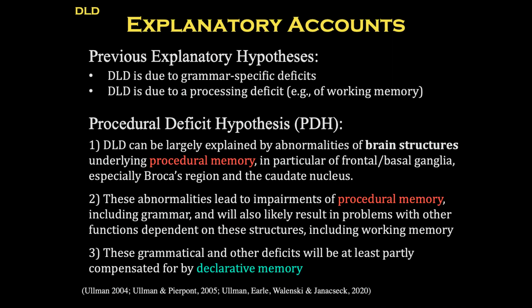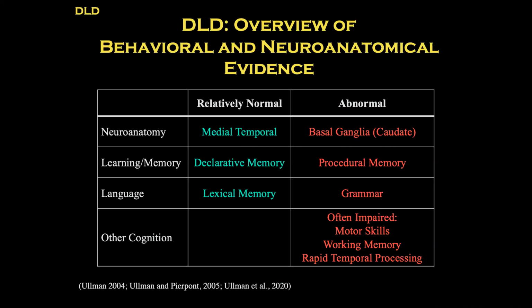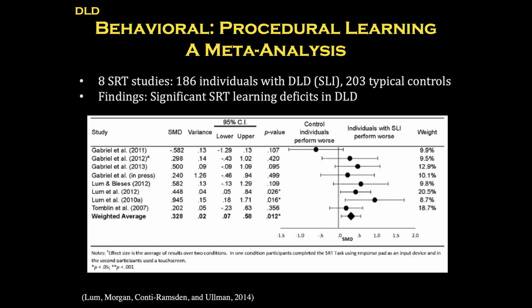This is simply an overview of the evidence. So basically, evidence suggests that declarative memory is spared and procedural memory and its associated functions are impaired. In particular the caudate, we'll see the head of the caudate, procedural memory, grammar, and other associated functions that depend on that circuit. So we proposed this in depth at first in 2005. Since then, there have been, actually this is now a few years old, I don't know, 10 or 15 studies looking at procedural memory in DLD. And this is an early meta-analysis. It's been confirmed in later meta-analyses showing that, in fact, DLD is associated with procedural memory impairments.